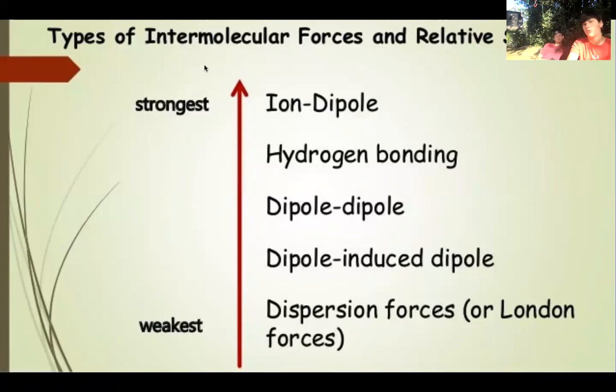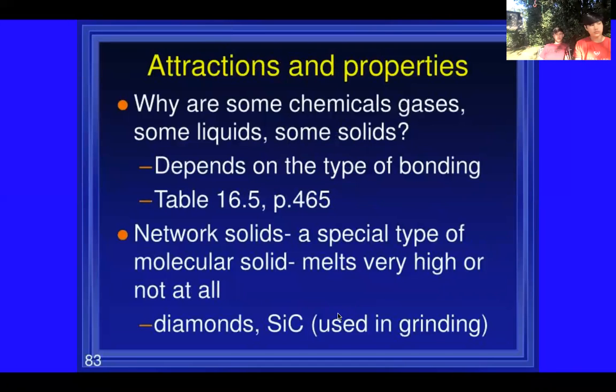Types of intermolecular forces and relative strengths. So the weakest, the strongest, these are examples. We only learn about hydrogen bonding, dipole, and dispersion forces or London forces. Attractions and properties. Why are some chemicals gases, some liquids, some solids? Well, it depends on the type of bonding. Network solids are a special type of molecular solid that melt very high or not at all.